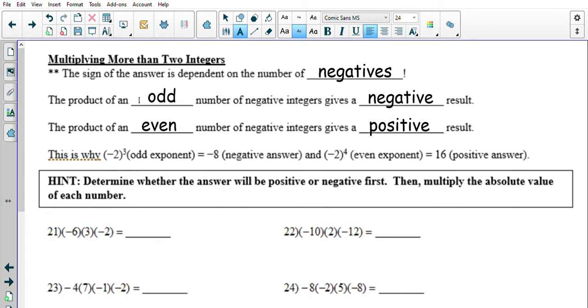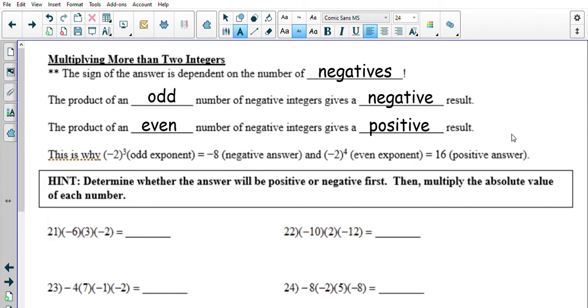So the sign of your answer will always be dependent on the number of negatives. The product of an odd number of negative integers will give a negative result. So if you look through your string of numbers that you're multiplying and you have 1, 3, 5, 7 negative numbers, then your answer is going to be negative. If you have an even number of negative integers like 2, 4, 6, 8, your answer is going to be positive. And this makes sense because if I'm multiplying two integers and one of them is negative, my answer is going to be negative. One negative is an odd number. If I'm multiplying two integers and they're both negative, that means I have two negatives, that's an even number, I know that my answer is going to be positive.